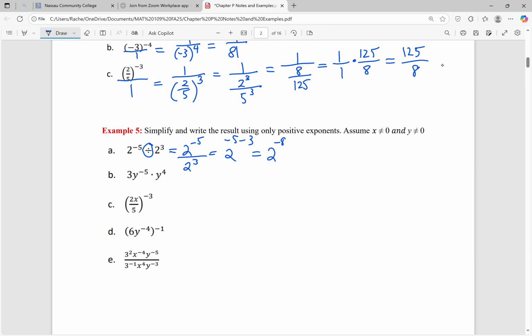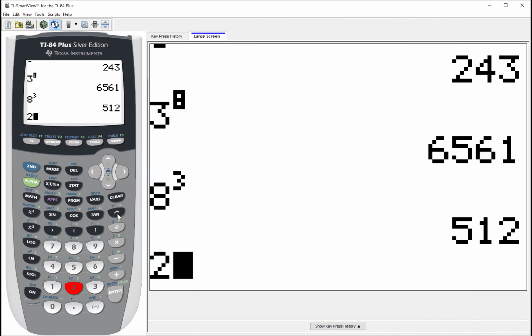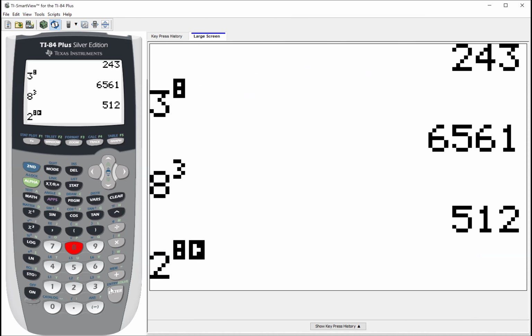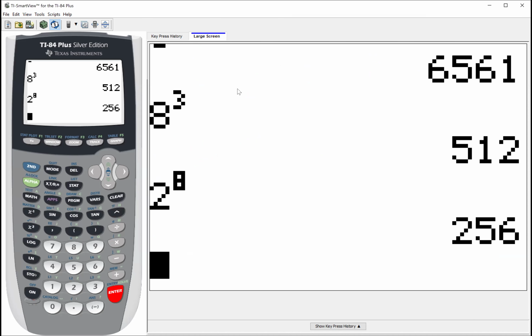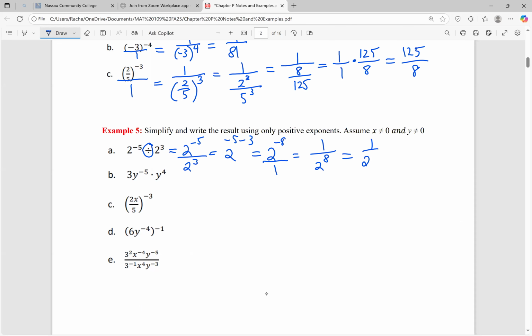And we want to rewrite using only positive exponents, right? So again, think of this as being over 1. We're going to take the reciprocal. So this is going to be 1 over 2 now to the positive 8. And we could use our calculator to evaluate 2 raised to the 8th power. And we're going to get 256. So my answer is going to be 1 divided by 256.